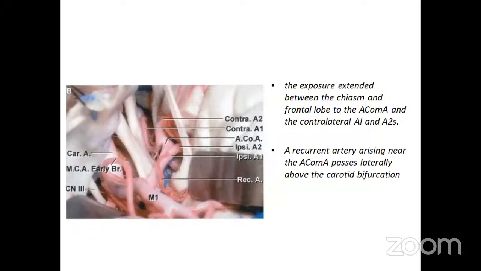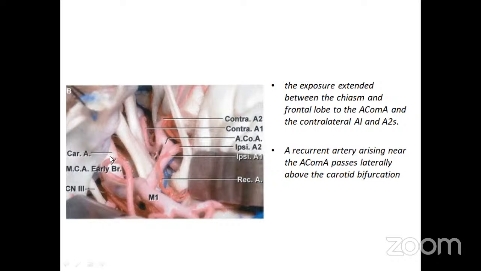Now in this diagram, the exposure has been extended. The frontal lobe has been retracted. We can appreciate the optic chiasm, and we can also appreciate the A1, A2 segments of the ipsilateral side and the contralateral side, along with the anterior communicating artery joining both of them. This one is the ipsilateral A1, which continues as A2, joined by the anterior communicating artery to the contralateral A2, and here is the contralateral A1 artery.